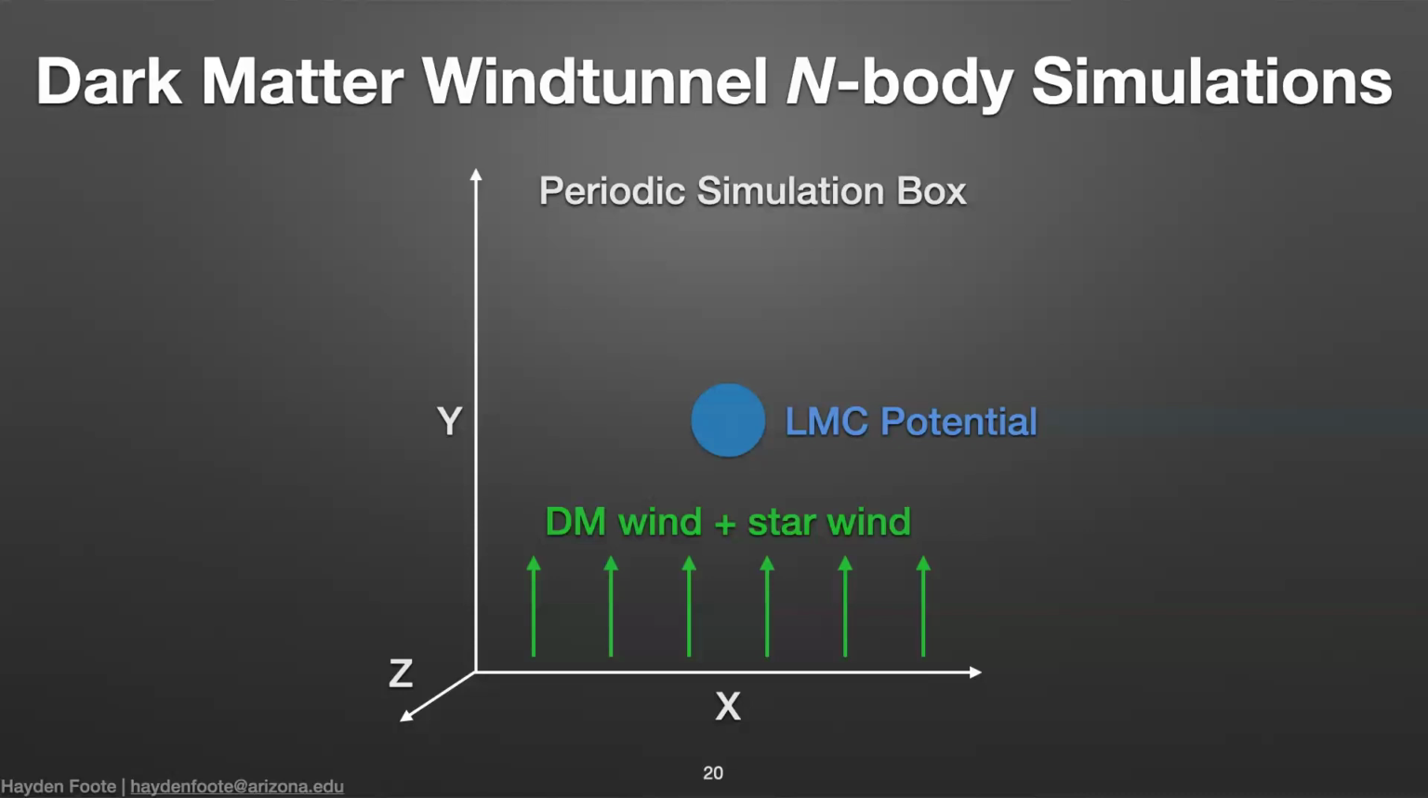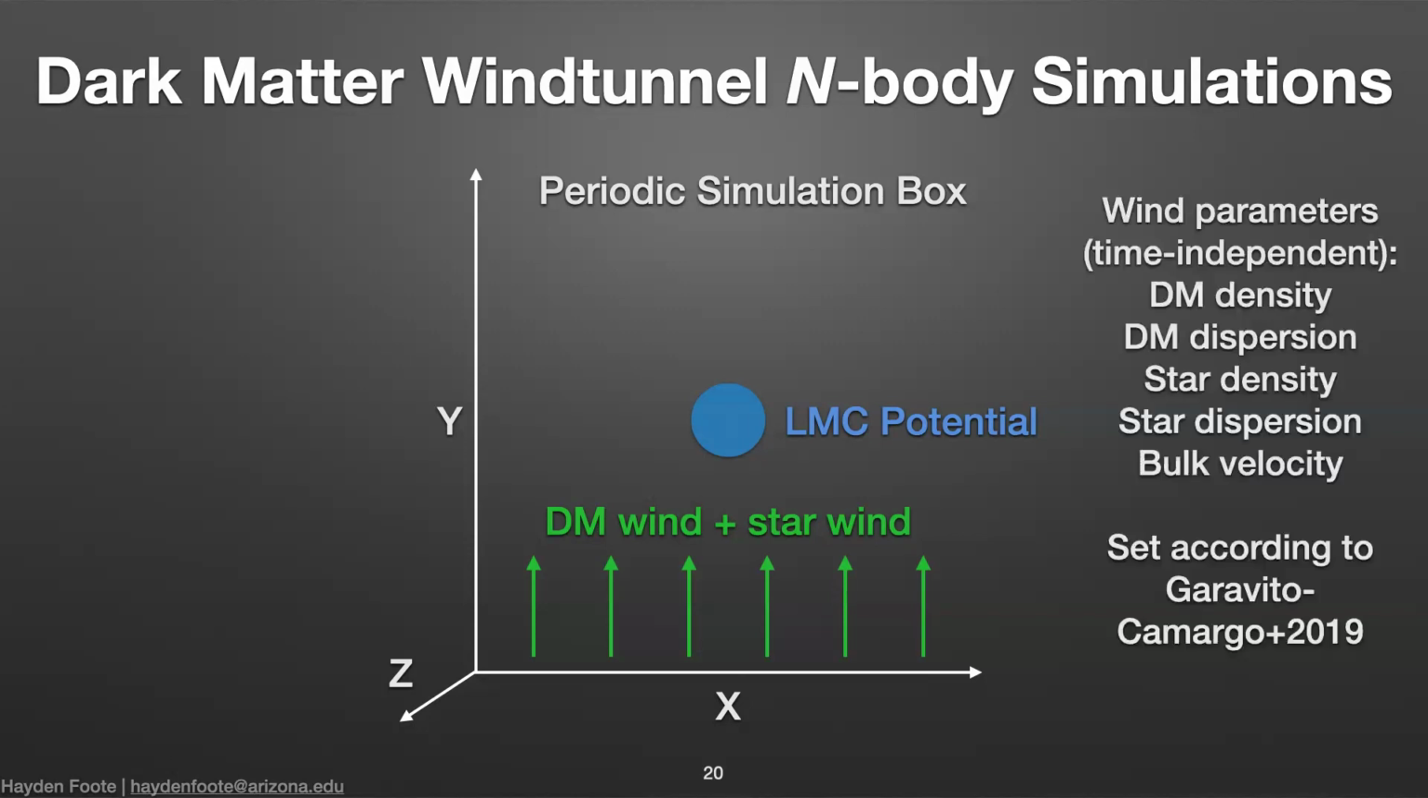And there are 5 different parameters we can tweak with this wind. That's the density and the velocity dispersion of both the stars and the dark matter separately, and then the bulk velocity, which is shared by both species. And we tune these such that the wakes in this wind tunnel look as similar as possible to the wakes in Nico Garavito-Camargo's simulations that I showed a couple slides ago.